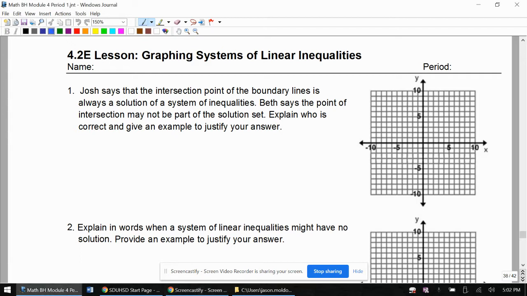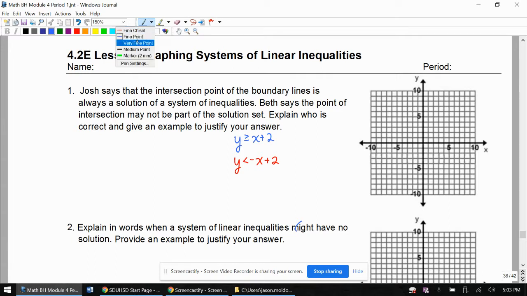All right, so in this lesson, we're going to be looking at a system, 2 lines, and we're going to be doing the shading in solid or dashed. And we're going to build an example, and this one's going to be y is greater than or equal to x plus 2 as our first line, and our other line will be y is less than negative x plus 2. Okay, so does the point of intersection need to be included as part of the solution set?